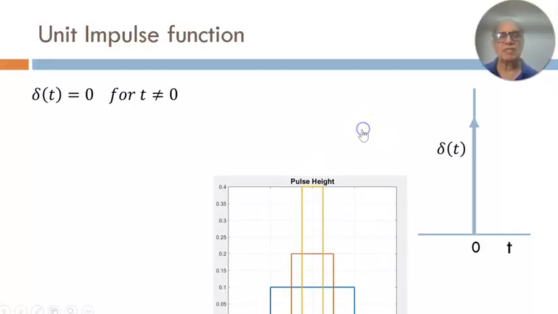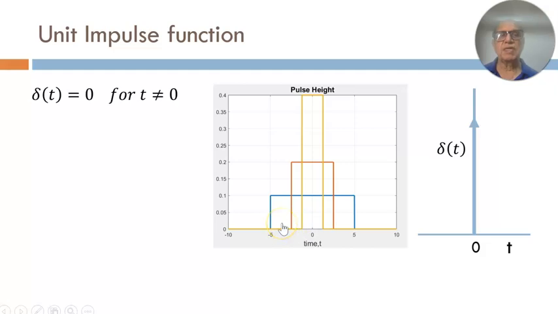So let us look at this diagram where I have shown a number of rectangular pulses. Let us look at the first one here, the blue one. And here if you look at its base width, it is from -5 to +5. So the base width is 10 units and the height, as you can see, is 0.1. So if you calculate the area, 10 multiplied by 0.1, that is equal to 1 unity.